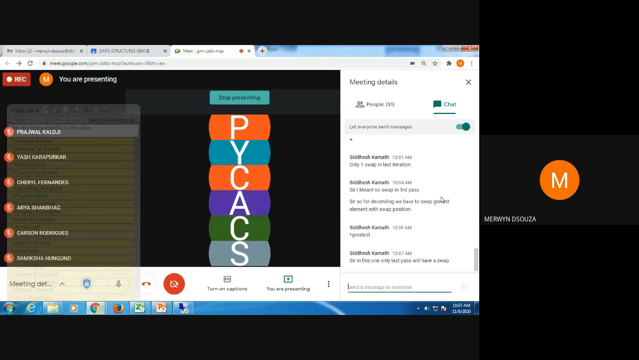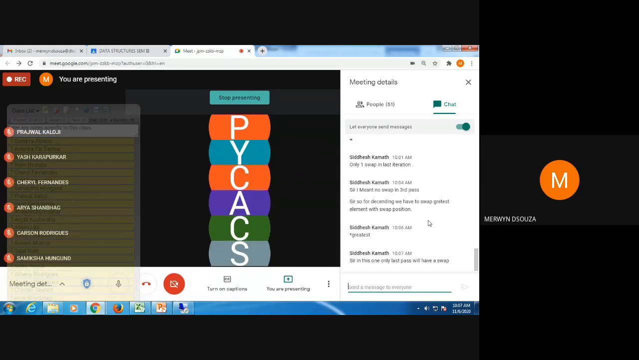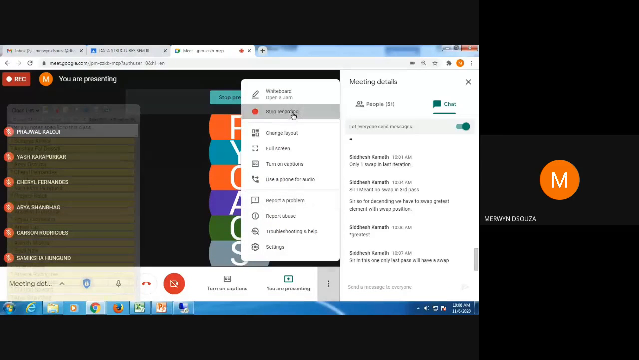Does anyone have any questions about these two methods or yesterday's three methods that we learned? Yesterday we learned two searching methods and one sorting method, and today we have learned two more sorting methods. Okay, I'll just stop.